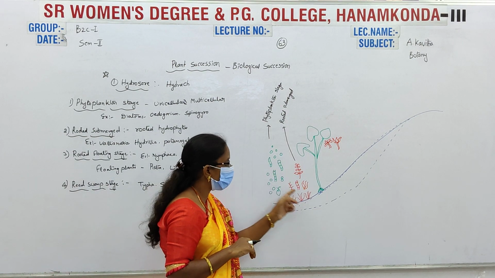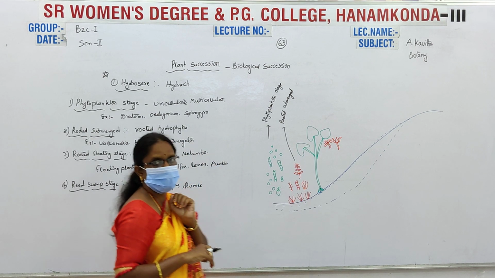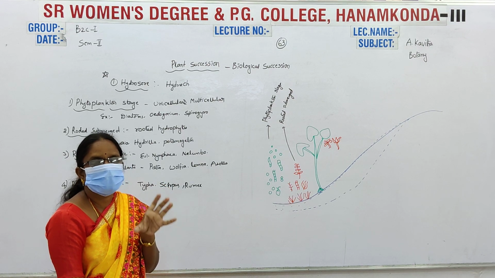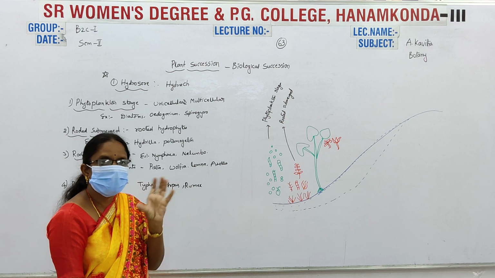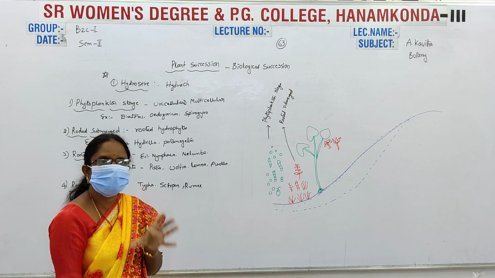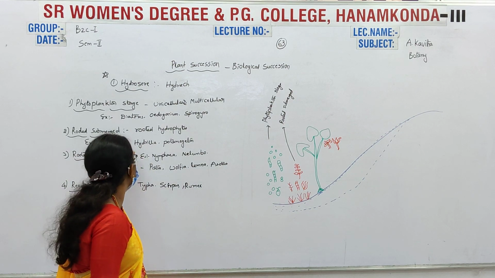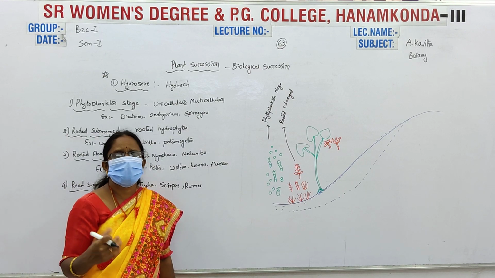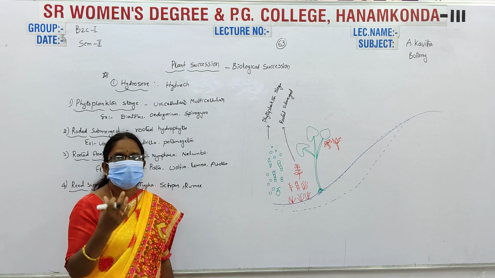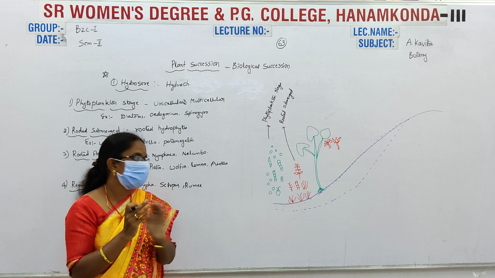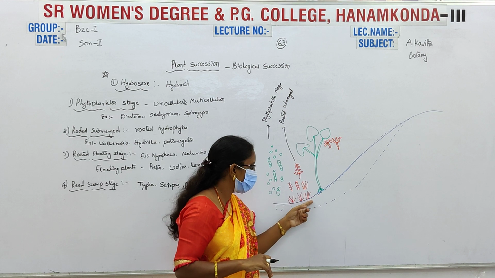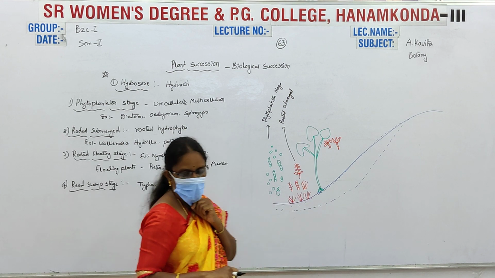The next stage is the rooted submerged stage. In this stage, the plants are attached to the bottom of the pond ecosystem by the roots, and the total plant body is present in water. After the death of the rooted submerged stage, these plants die and decay, the dead bodies go to the bottom of the pond ecosystem, and a soil layer is formed.